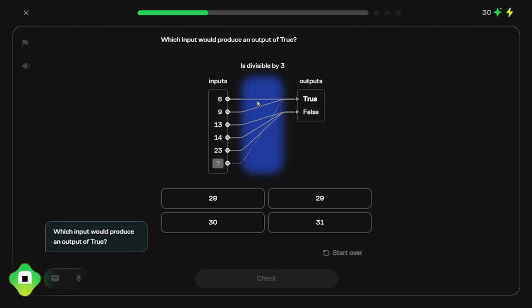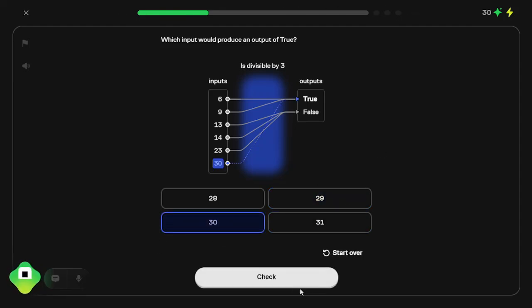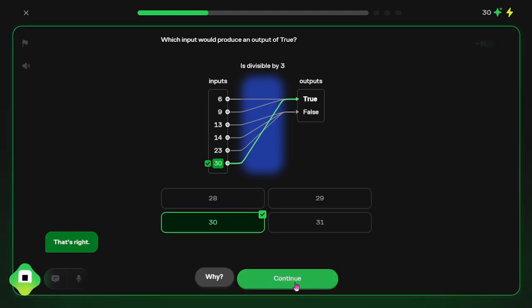Next. This time we went backward. So now it's true. Now it's true. So something must be divisible by 3. Can 28 divide by 3? No. It's going to divide by 7. Can 30 divide by 3? Correct. But let's continue. 29 can't divide by 3, and 31. So 30 is the correct answer. That's right.